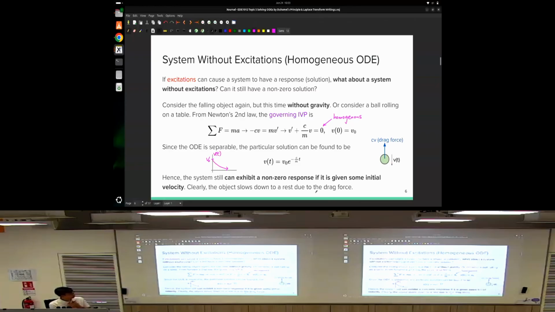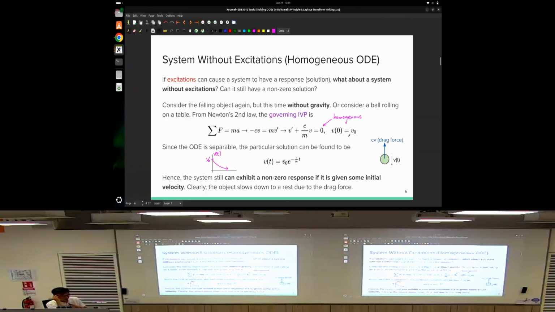So what's important here is that you must understand two things. Even without an excitation, there is still a change in motion of the object as defined by the velocity function. That is the solution. So the system can still give you a non-zero response because there is a non-zero function here, if it is given some initial condition. So no excitation also can give you a response if you have an initial condition. Now, important understanding: there are two things that can give a system a response. One, initial condition. Two, external excitation. Keep this in mind. This one is very important.